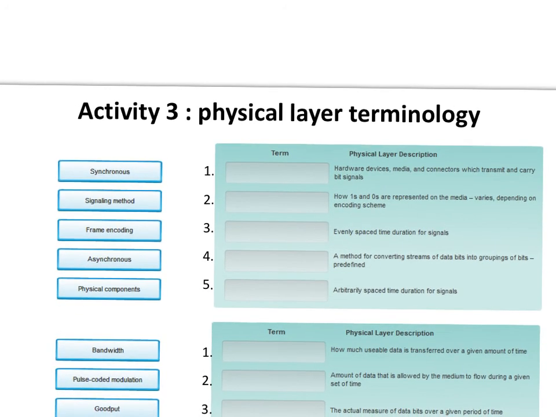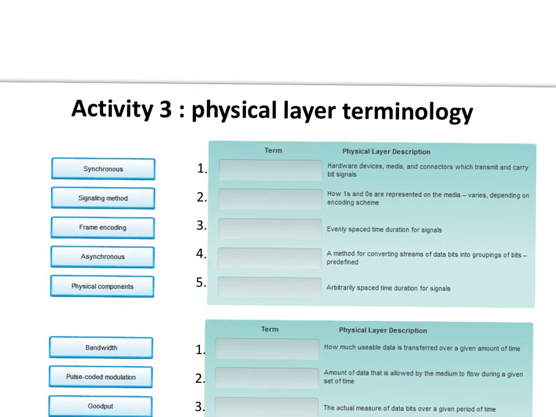I'll give you a few seconds to just match in the box the definition with the term on the left hand side. So: synchronization, signaling method, frame encoding, asynchronous, and physical components.